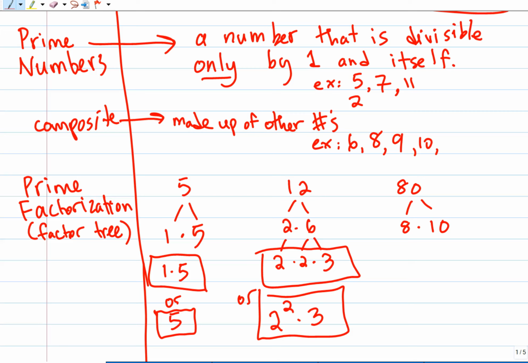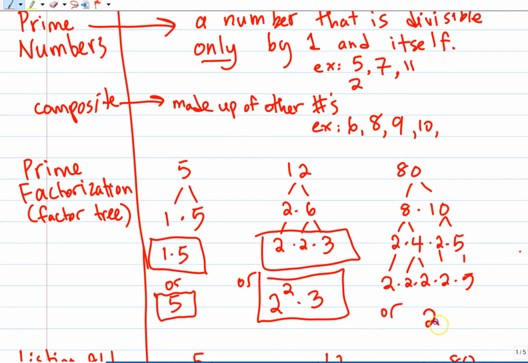Now, are we done with this? Well, the 8 is still divisible. 8 is divisible by 2 and 4. 10 is divisible by 2 and 5. Are we done? Well, this 2 is done. That is prime. The 4 is not. 4 still can be broken apart as 2 times 2. This 2 is done, bring it down. This 5 is done, bring it down. I'm okay with this answer. Or you could say, how many 2's are there?